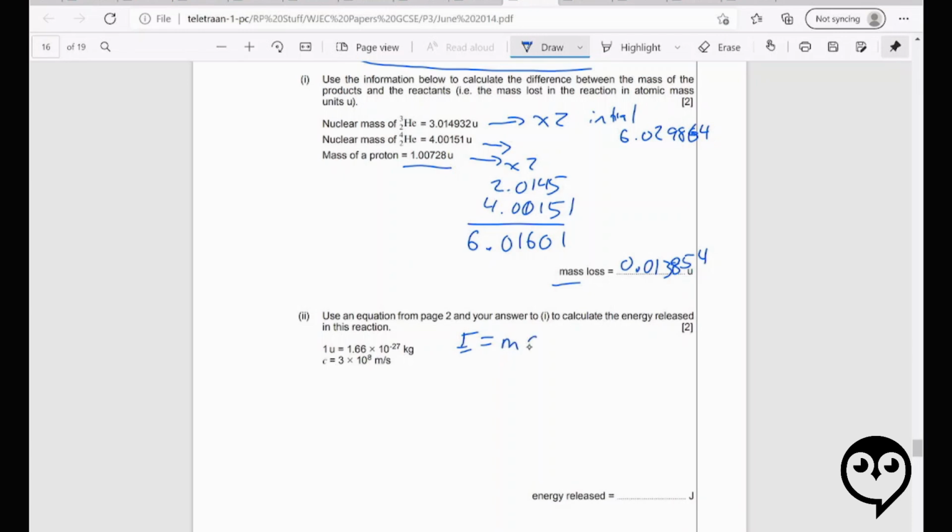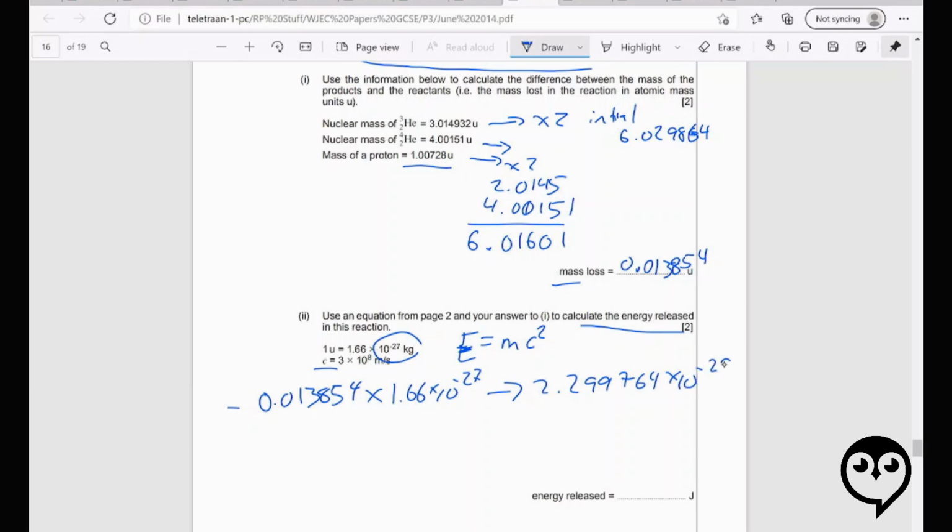I'm going to bet that it's E equals mc squared because they gave us c here. And that's the mass defect. So how much energy has been given off? Now what you see, we have to change that mass and convert it into kilograms. So we're going to take 0.01384 times 1.66 times 10 to the negative 27. So that's a defect of 2.299764 times 10 to the negative 29.